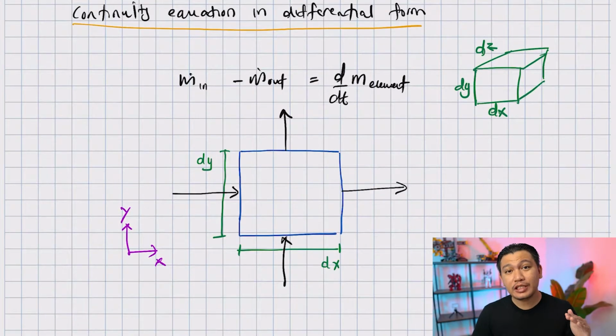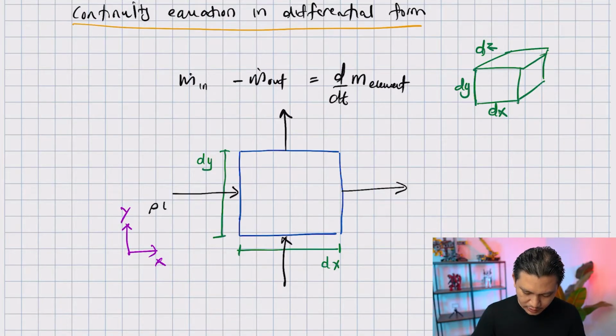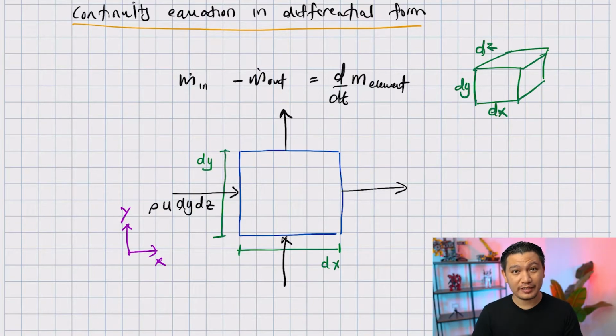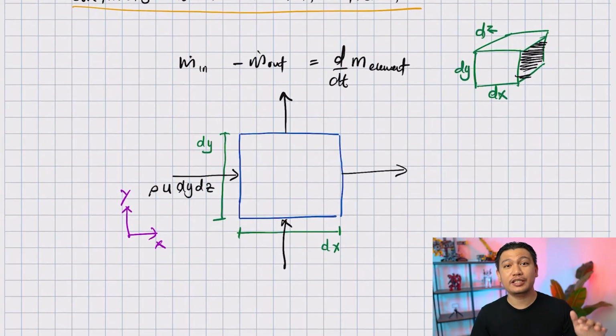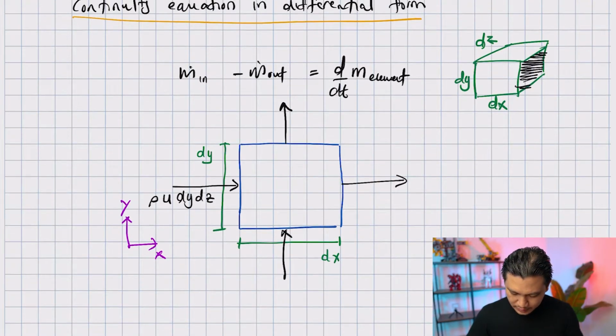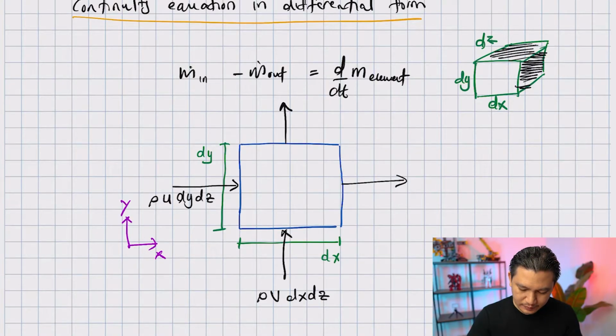So the flow that goes into the control volume in X direction, I'm going to label it rho times velocity times area. And area at this side is actually dy times dz. Am I correct? Does that make sense? So dy dz is actually here. Okay, it's the area that is normal to the direction of the flow that goes into the control volume. And similarly, in y direction, the flow that goes into the control volume is rho times v times dx dz. Okay, and dx dz is actually this area.